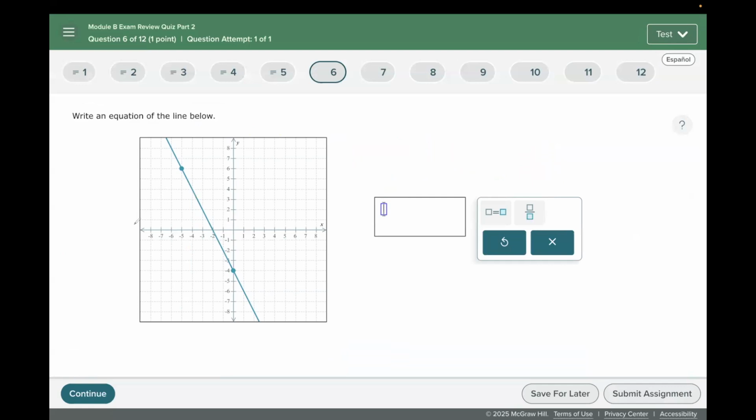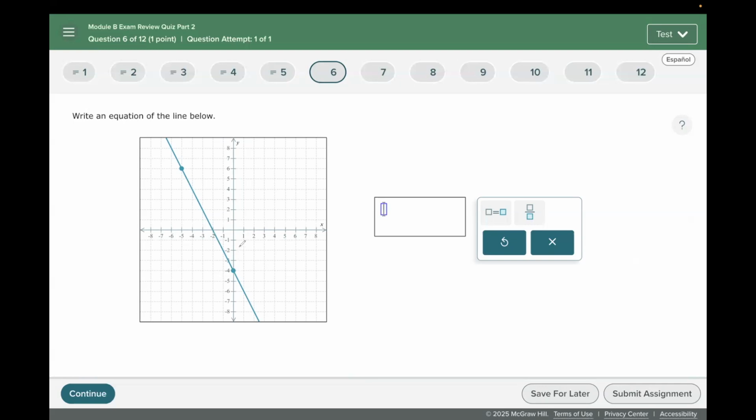All right, next one is saying write an equation of the line below. I like to use slope-intercept form. So let's compute the slope and then, or not slope, intercept. I like point-slope actually for these ones, although we are given the y-intercept, so we could do it either way. First thing let's do is compute the slope.